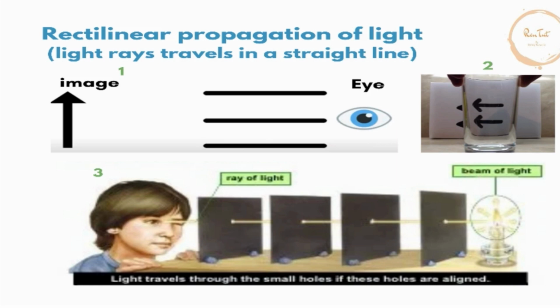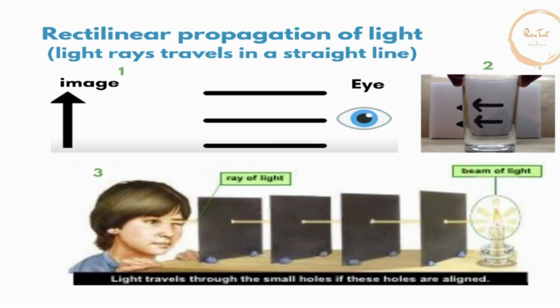In the third task, you have to take three or four cardboards and make a hole in each cardboard. The hole should be the size of a pinhole. And now look from the opposite side. On the opposite side you have lit a candle, and you can see the candle's small beam of light coming towards your eyes.